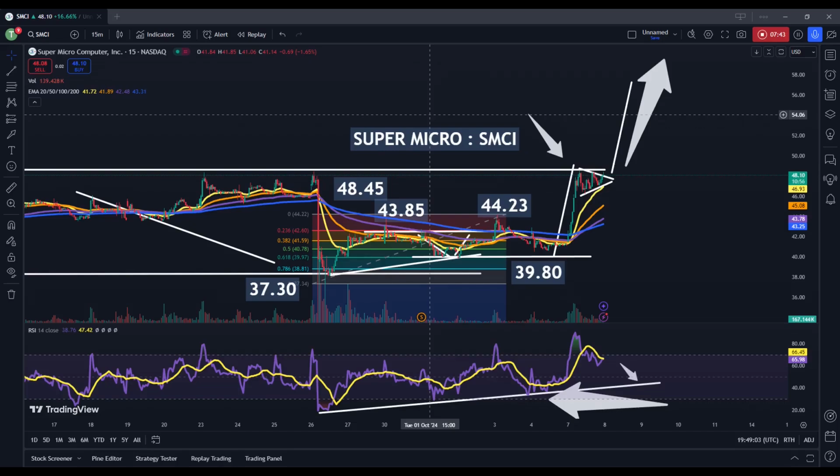So here's the current stock market update for Super Micro Computer Incorporated, stock ticker SMCI.